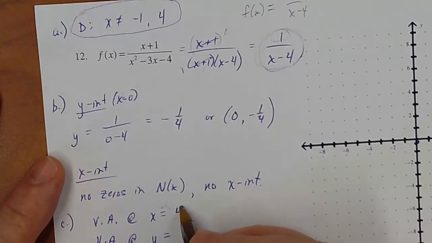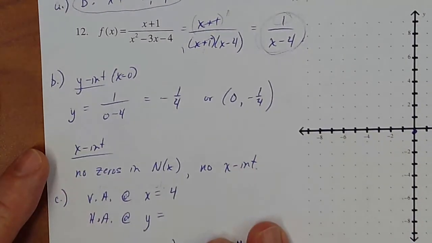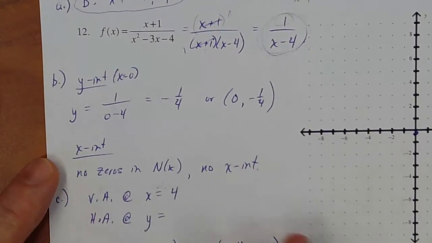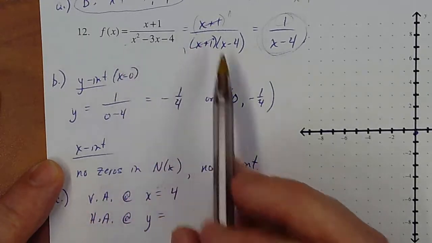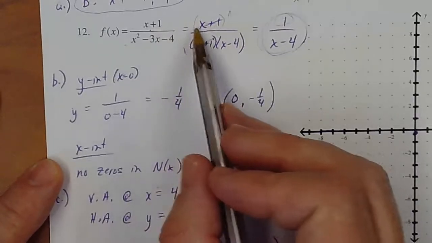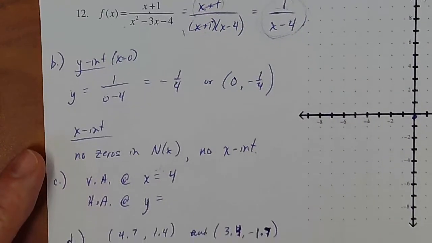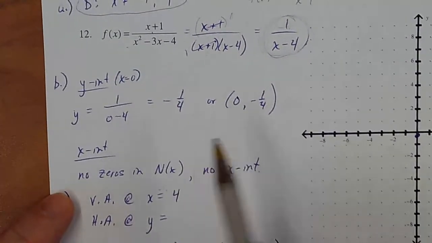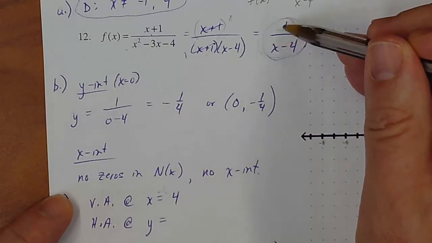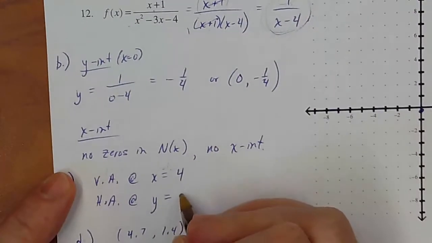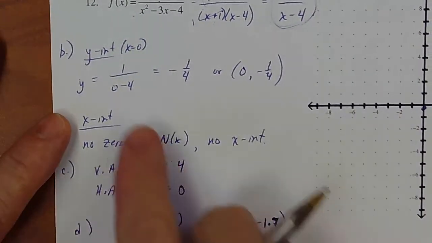Same thing with x-intercepts. We're going to use the simplified form. Remember, the zeros in the numerator are your x-intercepts, and that's no zeros. Now the degree is smaller up top, no matter which one you look at. So that's at y equals 0. So draw those in there.